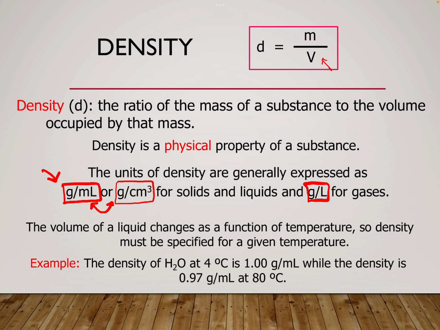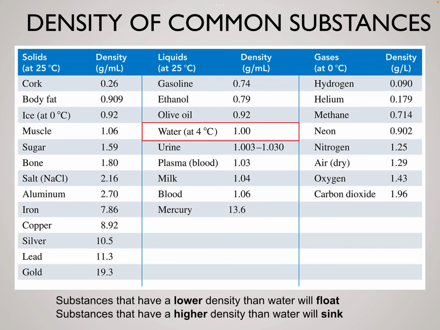This is an example. The density of liquid water at 4 degrees Celsius is 1 gram per milliliter, while the density is 0.97 grams per milliliter at 80 degrees Celsius. This is because as the water heats up, it spreads out a little bit, which makes the volume bigger and the density smaller.